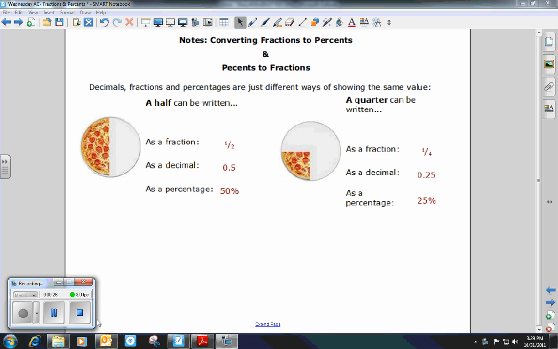So a half could be written as 1/2 in fraction form, 0.5 or 5/10 as a decimal, and also 50%. The same thing with 1/4: 1/4 is 25/100 as a decimal and 25% as a percent.